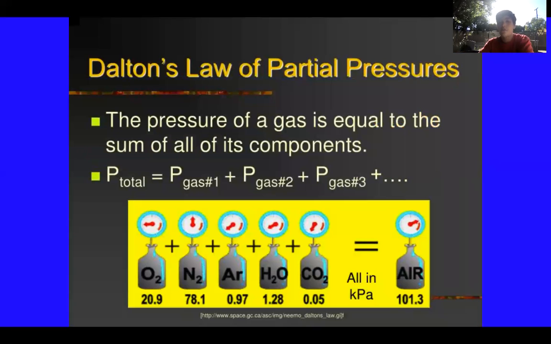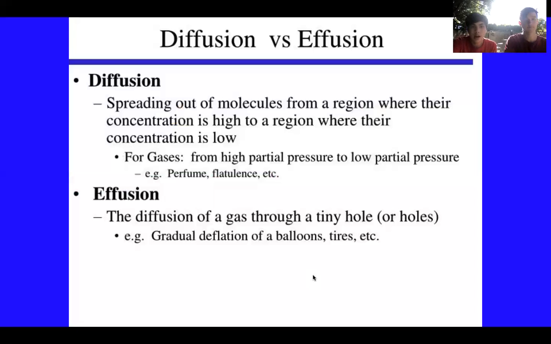Dalton's law of partial pressures: the sum of all the partial pressures is equal to the total pressure. As you can see here, the pressure of air is equal to all of these pressures combined: O2, N2, Ar (argon), water, and carbon dioxide.